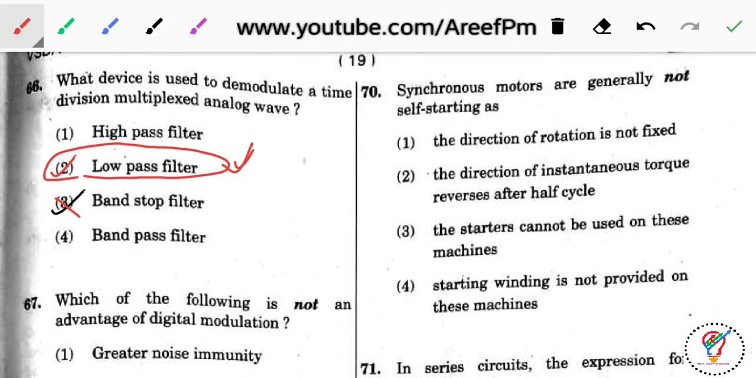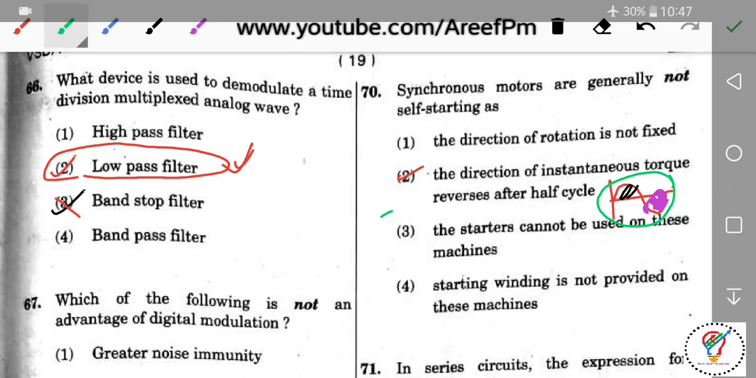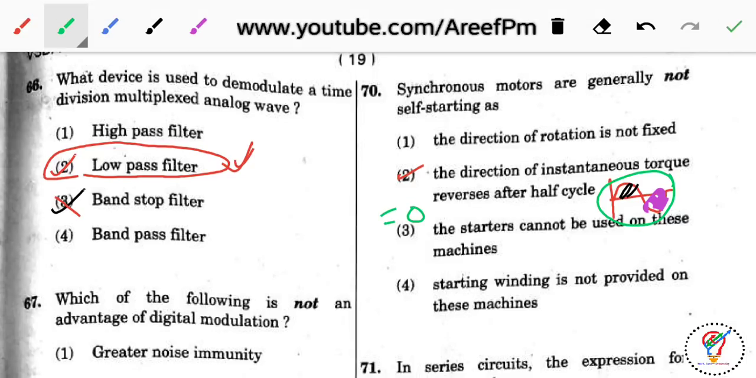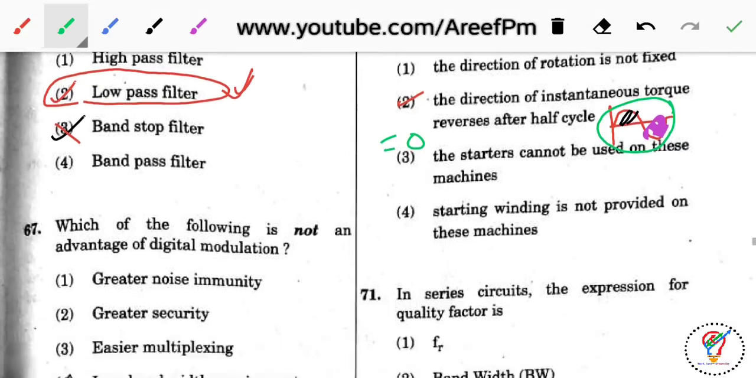70th question, it is an electrical question. Synchronous motors are generally not self-starting because the direction of the instantaneous torque reverses after every half cycle. The torque produced here is a sinusoidal function, which changes every half cycle. Here we have positive torque, and in the negative half cycle we have negative torque. So finally the overall torque produced is 0. So that's the option here.